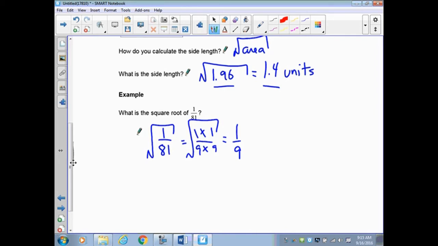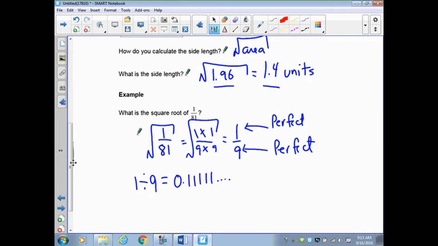Okay. Now, we notice that this is a perfect square. And we know that this is a perfect square. But what is 1 divided by 9 in decimal form? So we know that this one here repeats. And we know that this one terminates. All right? So this is our clue.